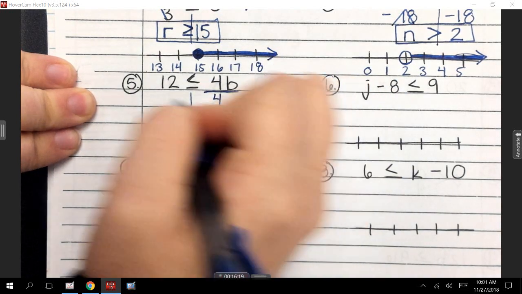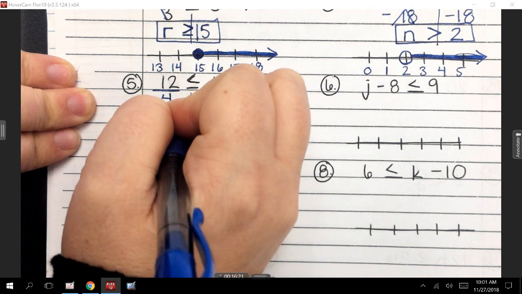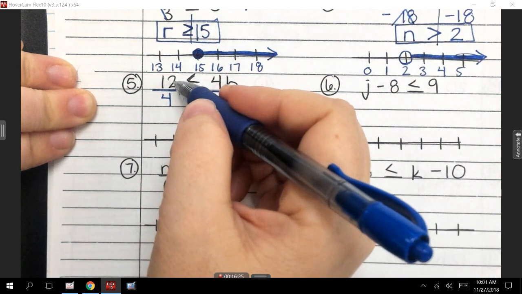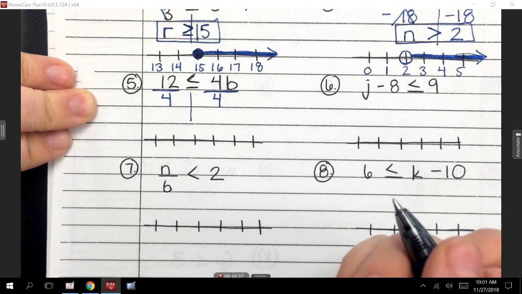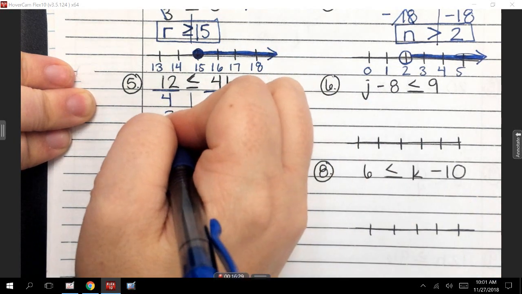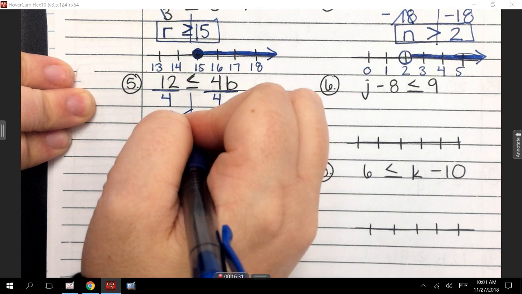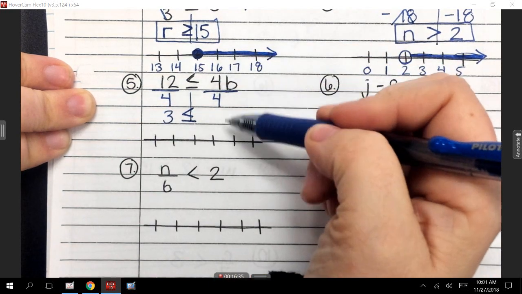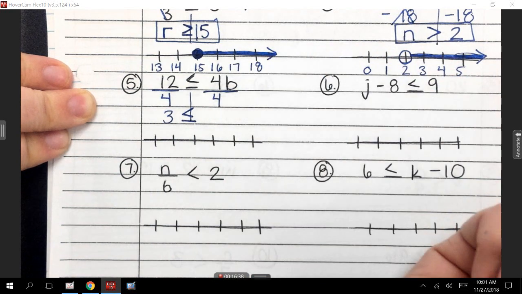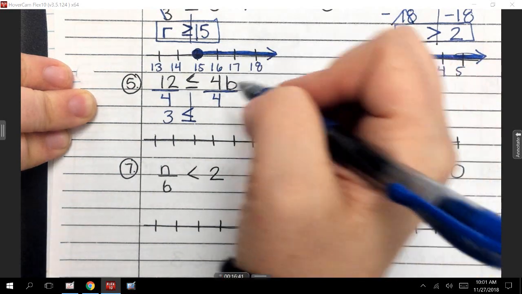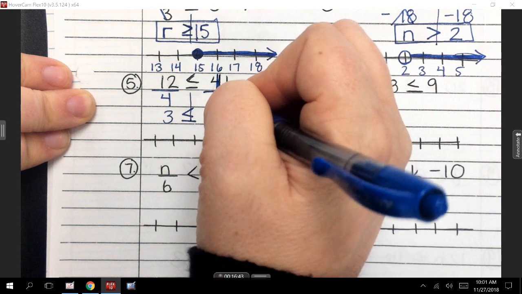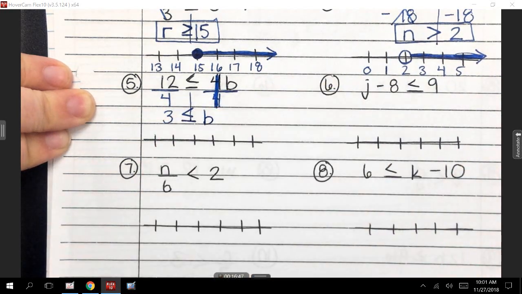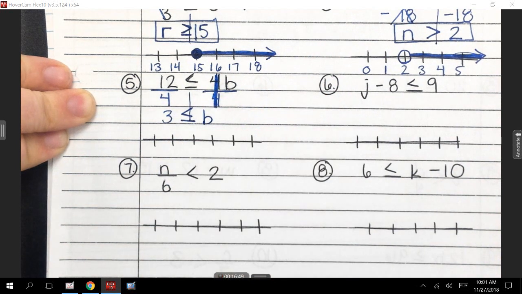Divide 4 by 4 and then do it to the other side, making sure we write our division symbol just with that fraction. So what is 12 divided by 4 going to give me? 3. Keep my less than or equal to sign. 4 over 4. What happens to 4 divided by 4, Caden? They cross each other out. It's just becoming 1, and that's 1b, which is just b. All right? 3 less than or equal to b.